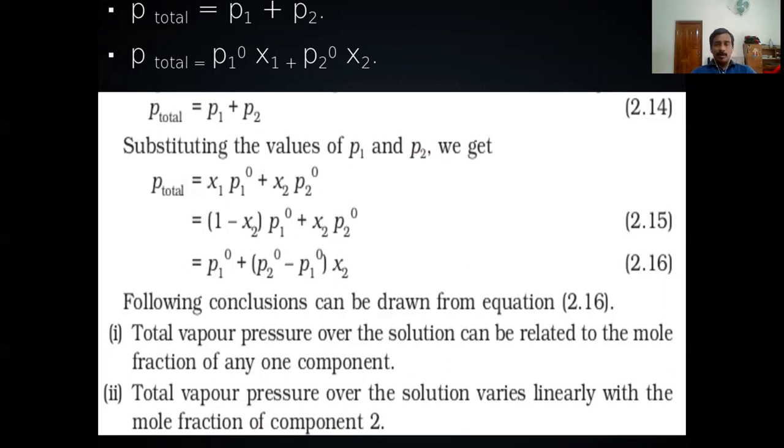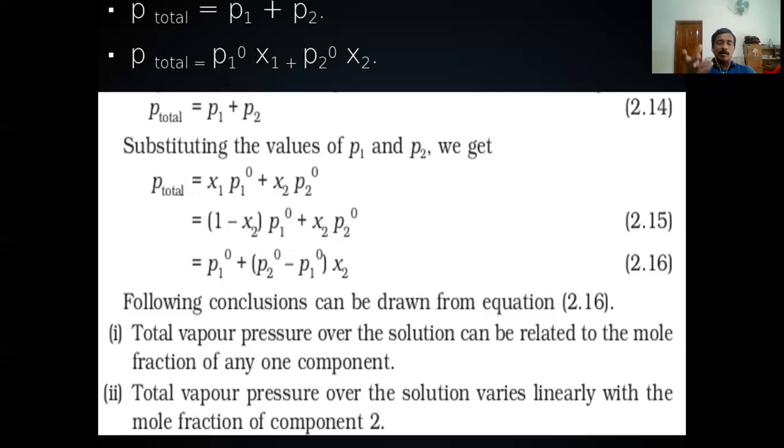If you think with your common sense, you can understand it. If the concentration of solute is more, surely the vapor pressure of solute will be more. And at the same time, vapor pressure of solvent will decrease. And as the concentration increases, mole fraction of solute also increases. Similar is the case of solvent.